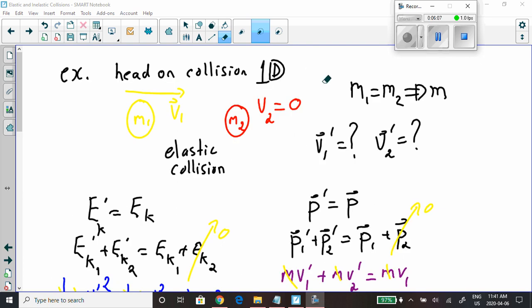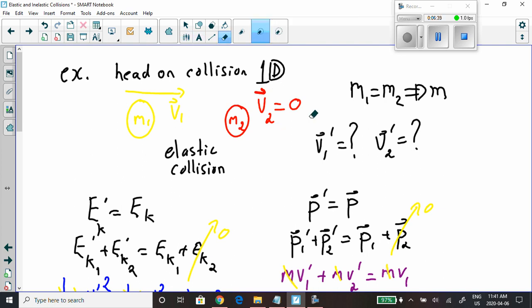All right, kids, let's do an example. Let's do an example of a head-on collision in one dimension. Let's say that it is an elastic collision, so momentum and kinetic energy are conserved. And here's the situation. We have an object, mass m1, moving to the right with velocity v1, and it's going to hit an object m2, whose velocity before this collision is 0. It's just sitting there waiting to be hit.